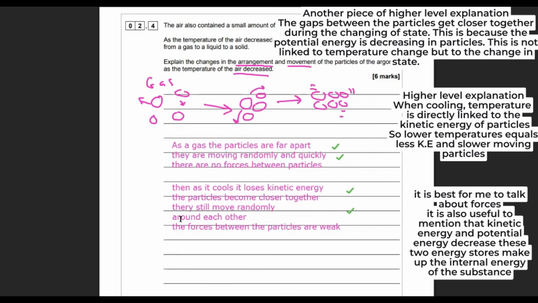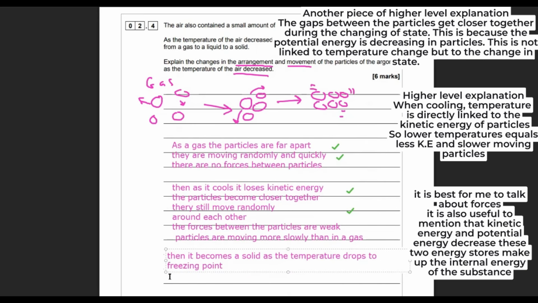Oh, and I didn't say the particles are moving more slowly because it says movement. I talked about the random nature, but let's not forget that particles are moving more slowly, comparative to a gas. More slowly compared to what? Well, a gas. And then in the final stage, we want to say it becomes a solid as the temperature drops to freezing point. So as the temperature drops to freezing point, it becomes a solid.